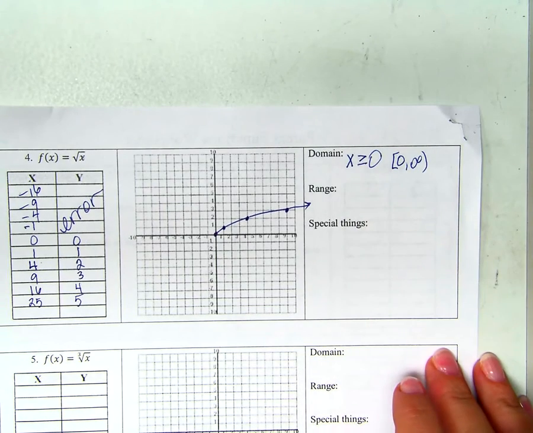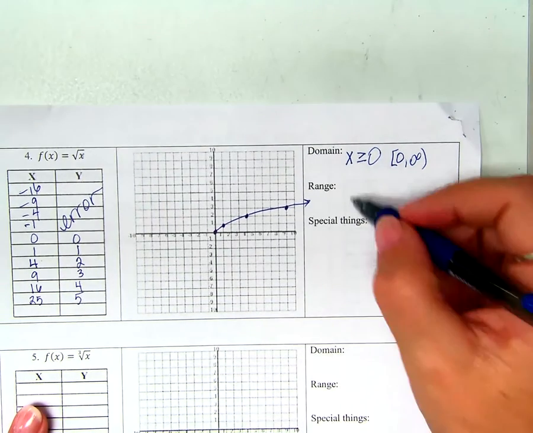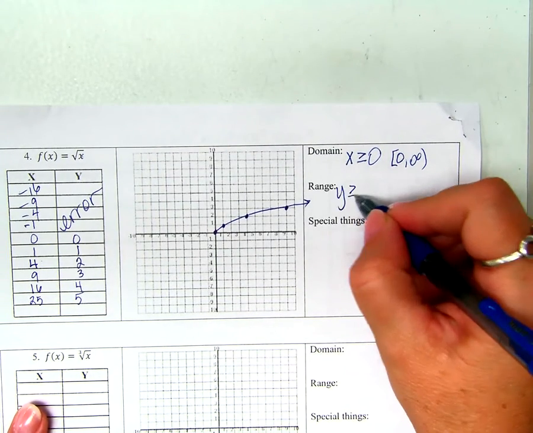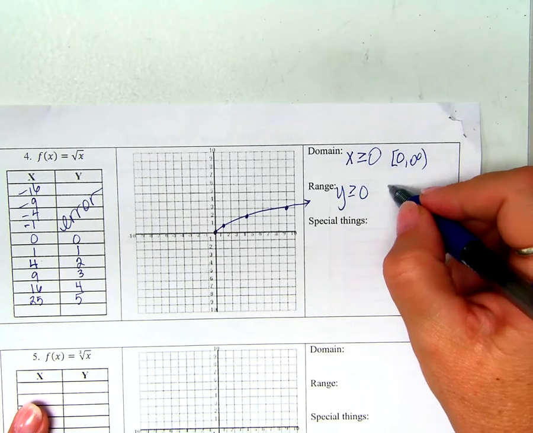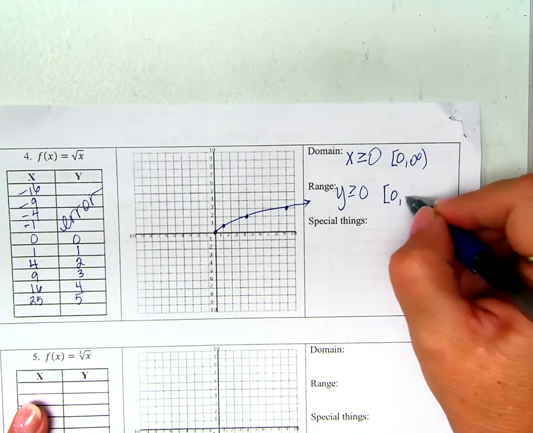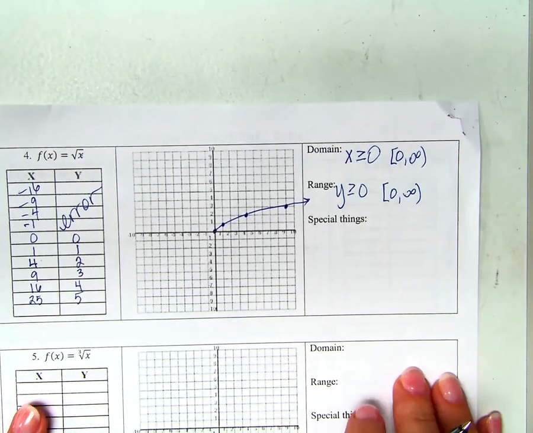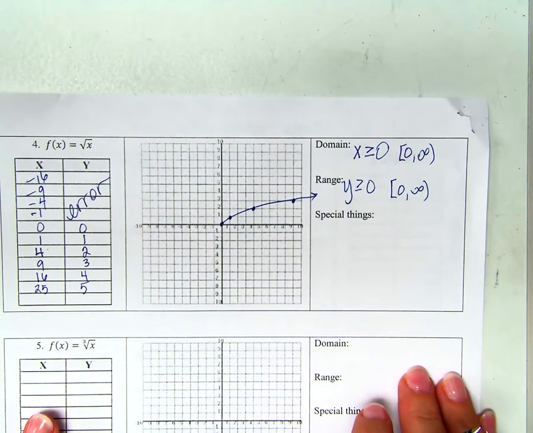Okay? What about the range? Y is greater than or equal to 0. Very good. And the other way? Bracket 0, comma, infinity. Excellent.